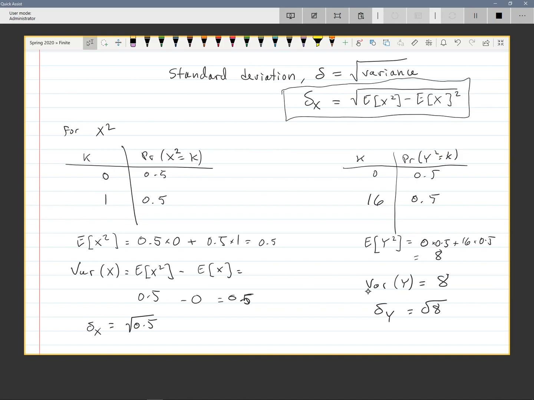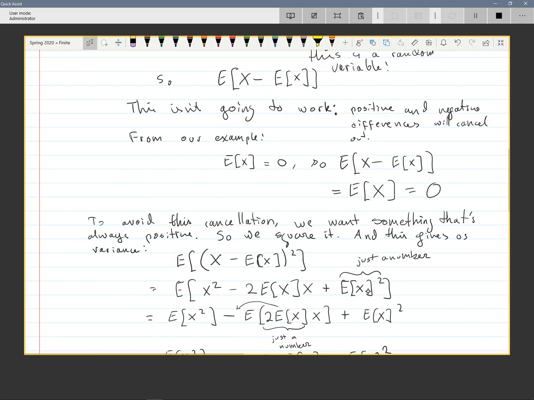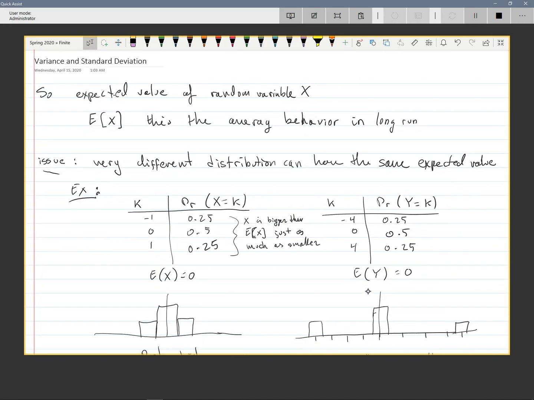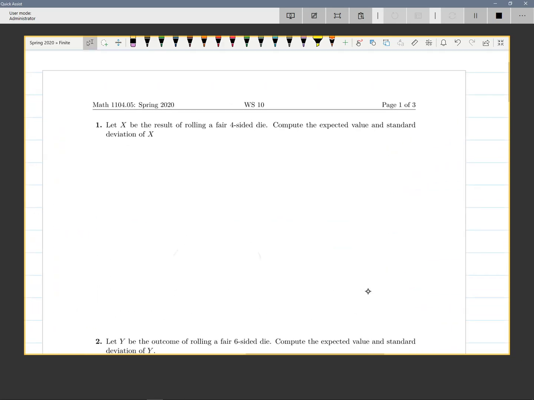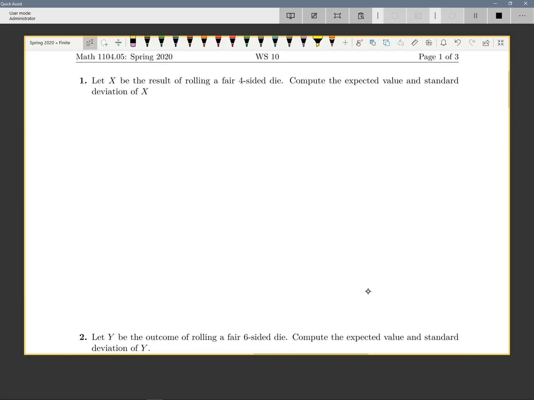Alright, so that's all for the expository lecture. Now we're going to move on to the worksheet. Let x be the result of rolling a fair four-sided die, and compute the expected value and standard deviation of x. We can't really compute the standard deviation without computing the expected value, but we just want it to be explicit there.